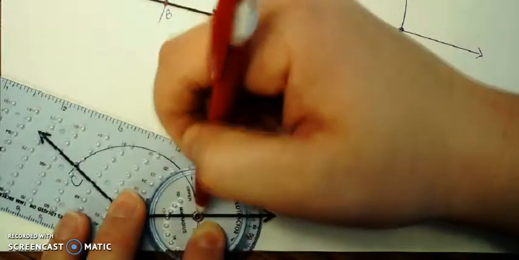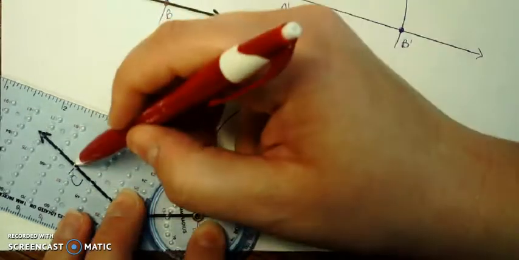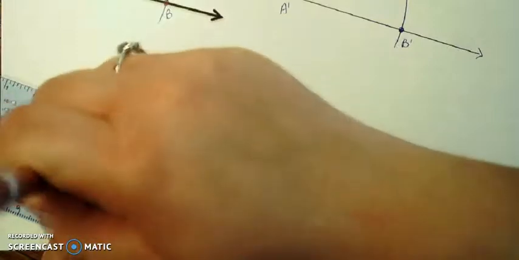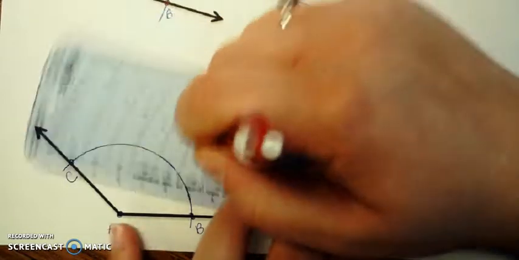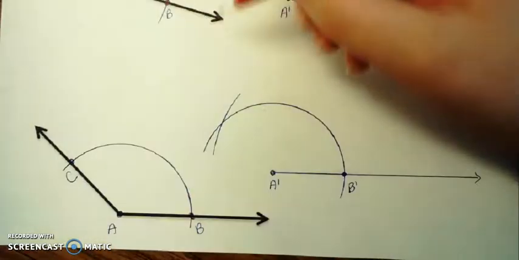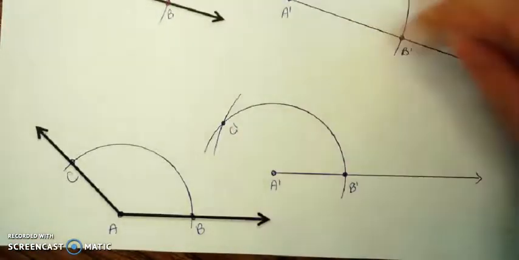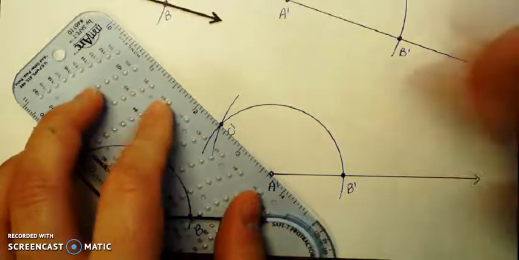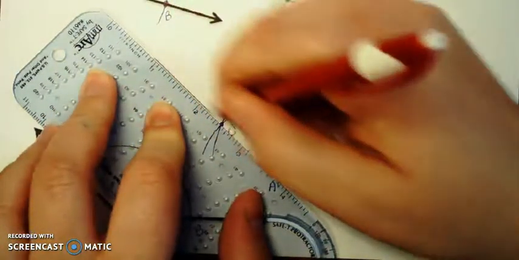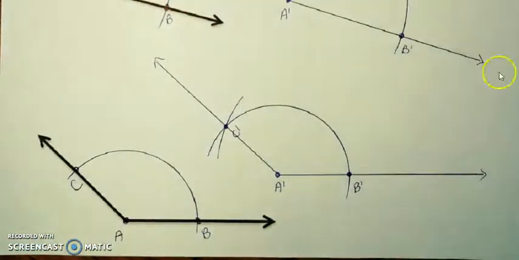Now I have my gold piece on B, so when I slide over to my construction, I'm going to be on B prime, and I'm going to use that 55. So I'm on B prime now. 55 was the hole that matched up with point C, so you're just going to make an arc there. Where that intersects, you're going to call that C prime. And then to complete copying the angle, you're going to connect these points, A prime and C prime. And now I've constructed, again, a congruent angle.